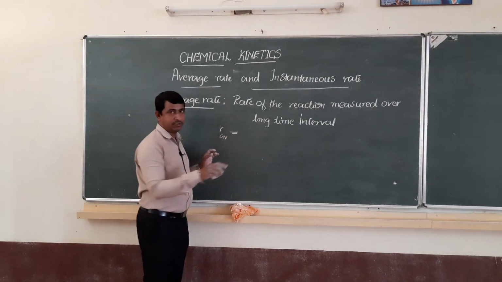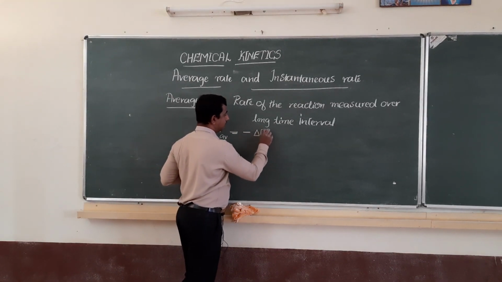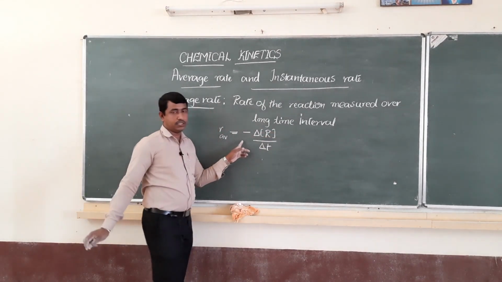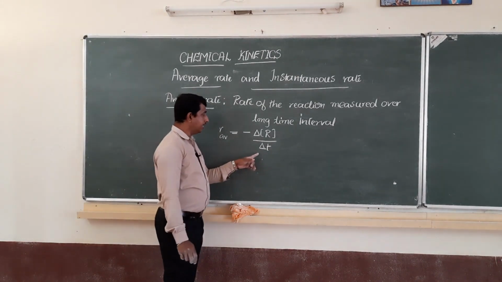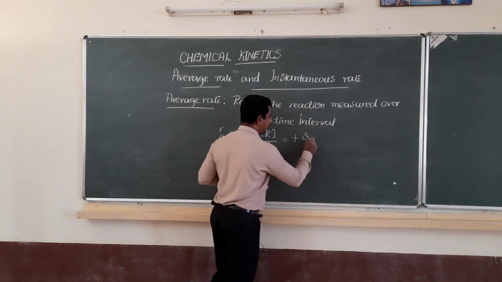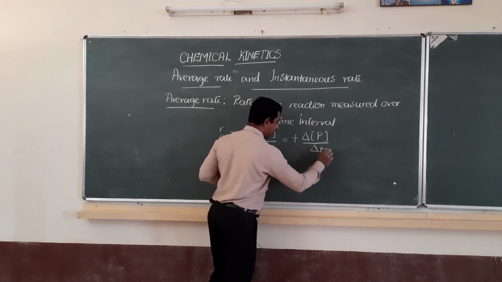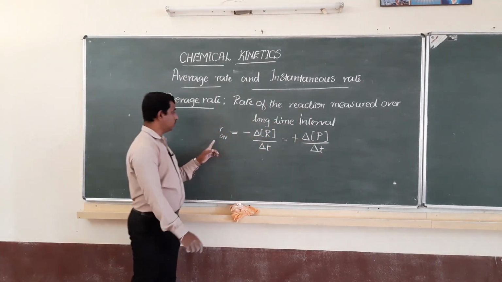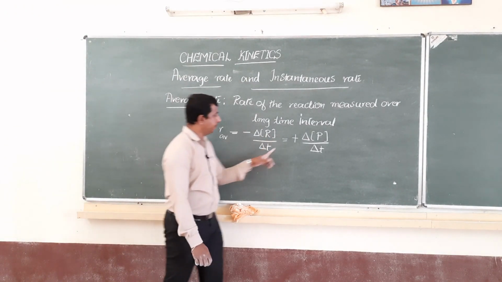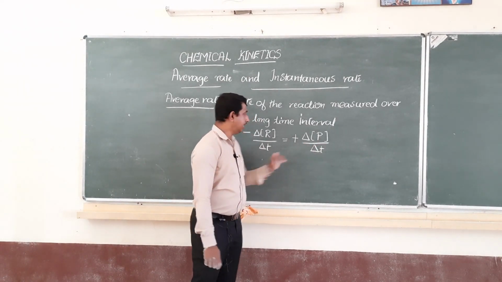It is equal to, in terms of reactant and product, minus delta concentration of the reactant divided by delta T. It is also equal to plus delta concentration of P by delta T. So average rate is equal to minus delta concentration of R by delta T, which is equal to plus delta concentration of P by delta T.